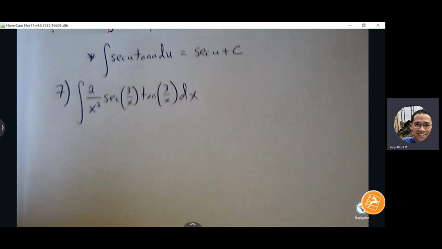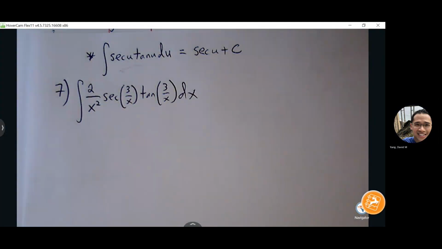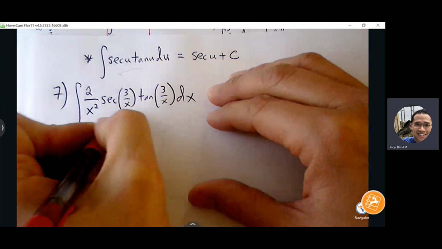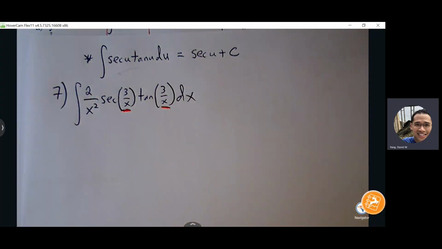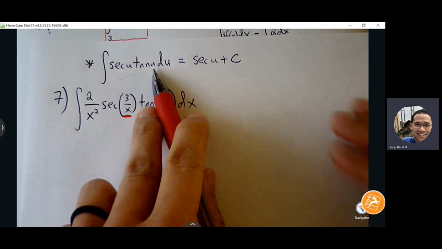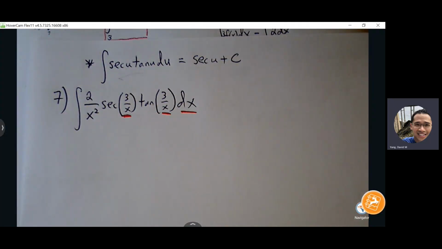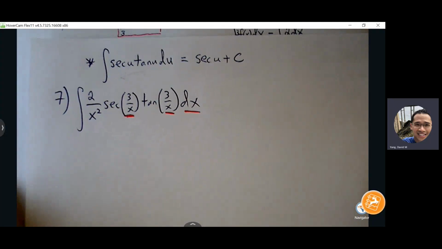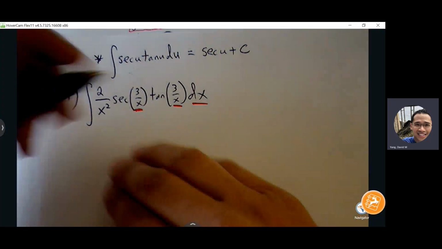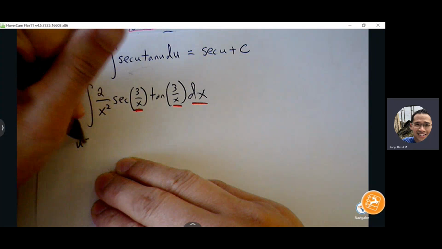Okay, so we can let our u value be 3 over x. And we want these both to be our u values because we want to make it look like the rule above. And I'll go ahead and underline dx as well because those are our first priorities. We want to find a way to replace those pieces first, and then we'll see where the rest of the problem lands.